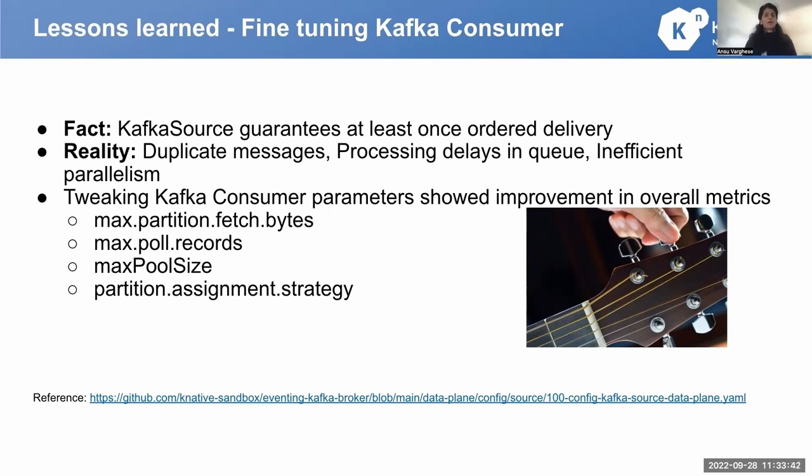But what I want to share with you is that the Eventing Kafka Broker data plane today exposes some of these Kafka consumer configurations through config maps that can be tuned to suit your specific workloads. These are some of the parameters that, when tweaked, showed a significant improvement in performance, especially to lower the number of duplicate messages and to speed up concurrent processing.